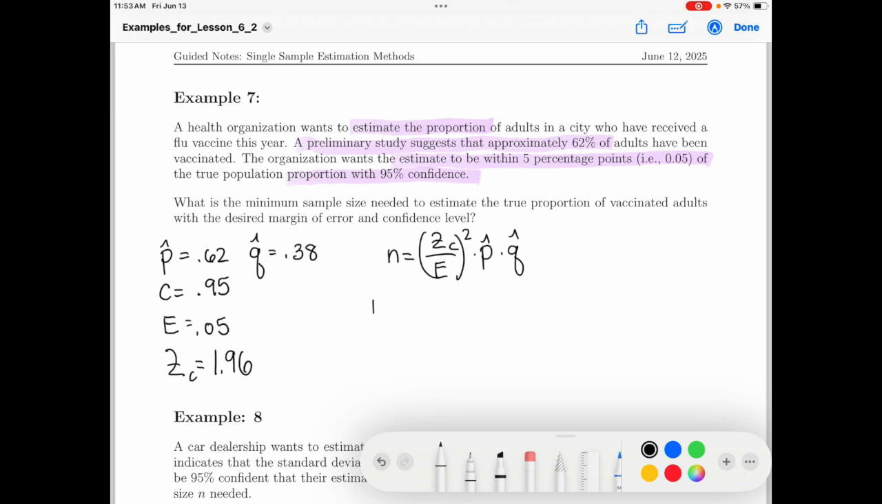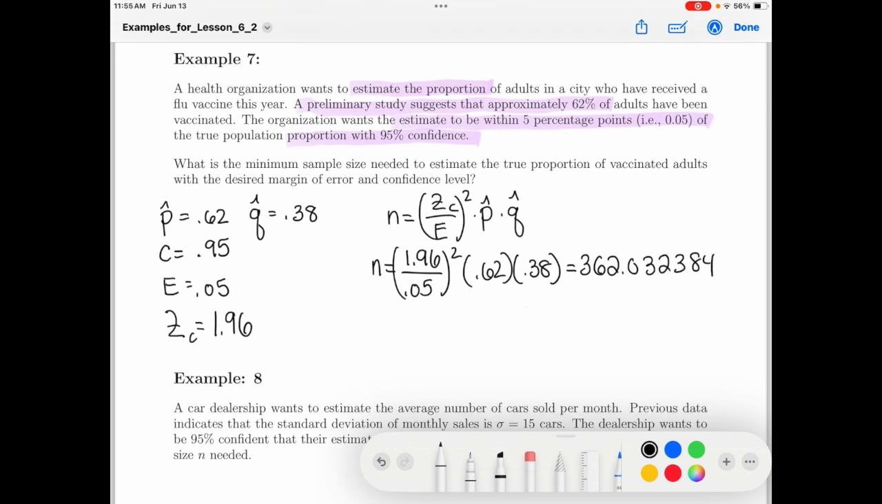So let's put all that information in here. So we have 1.96 divided by the error, which is 0.05. Then we're going to multiply that by 0.62 and then again by 0.38. When we work that out, we get 362.032384. So our final answer would be that we need 363 adults in the sample.